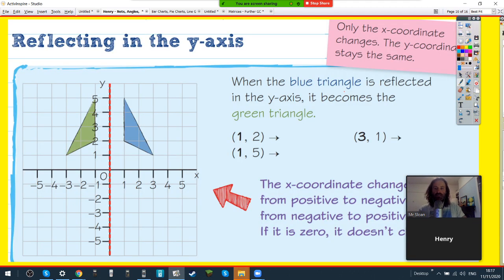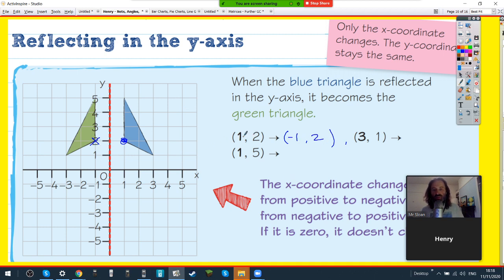Okay, reflections. So the blue triangle is reflected in the y-axis. It becomes the green triangle. So the point 1, 2, what is its new coordinate? 2, 1. It's this one here. It's not 2, 1. Oh, it's 2 and minus 1. And it's x first, y second. So minus 1, 2. Oh yeah.